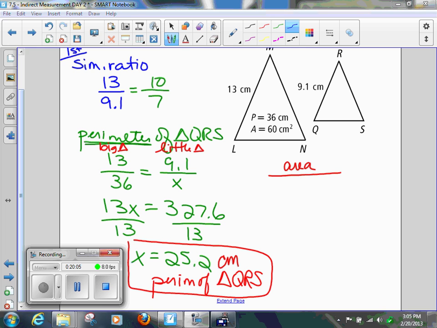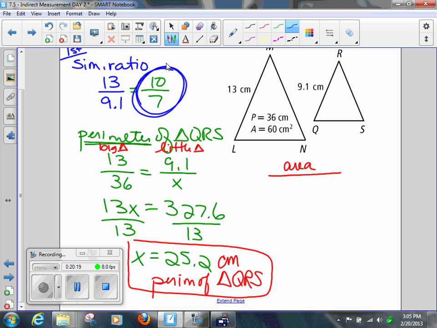The area, the area. We can't just use the similarity ratio now. We've got to use the ratio of the areas. So we've got to take 10 over 7, and we've got to square it. It would be the same as squaring 13 over 9.1.